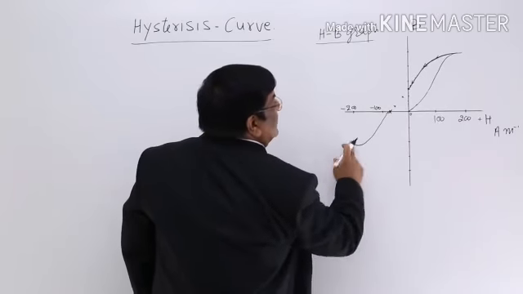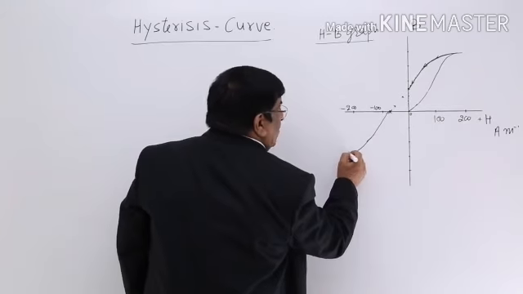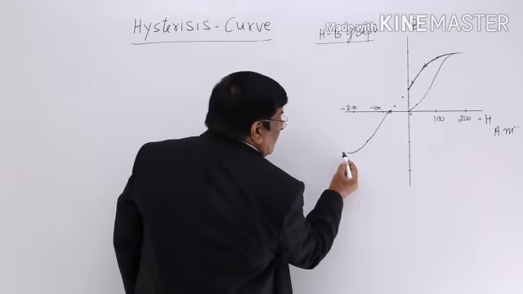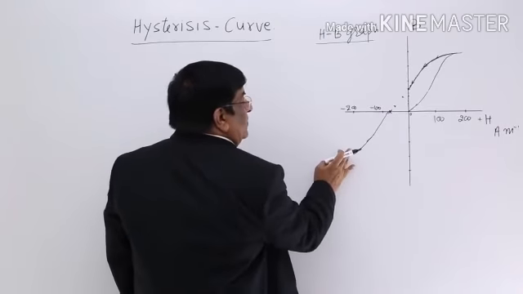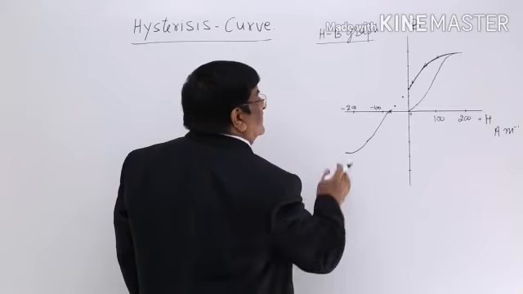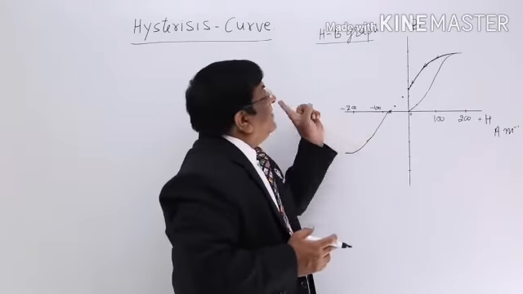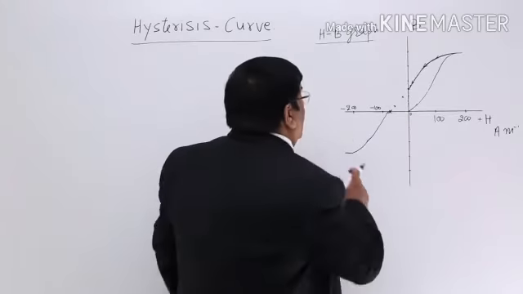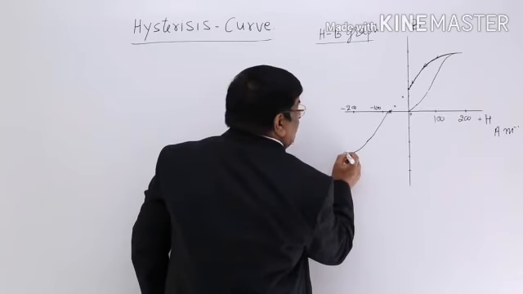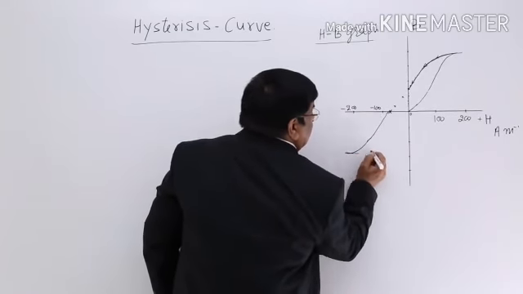What is meant by this becoming parallel? This means that if we increase H any more, B is not increasing. It has become parallel here. So this is the saturation point on the negative side. Now what happens? Again we stop increasing H in this direction and we make it 0 again. When we again make it 0, then B also decreases. We are reducing H, so B also decreases.